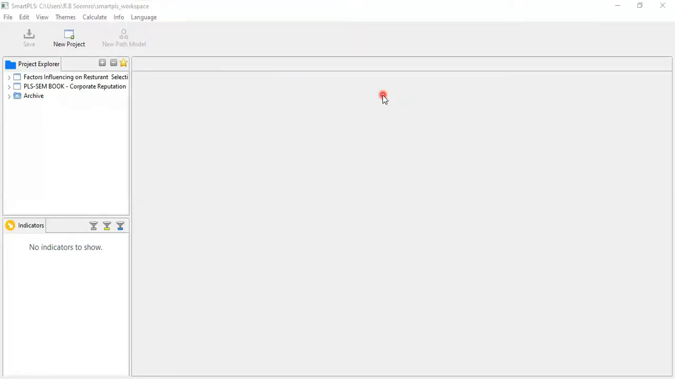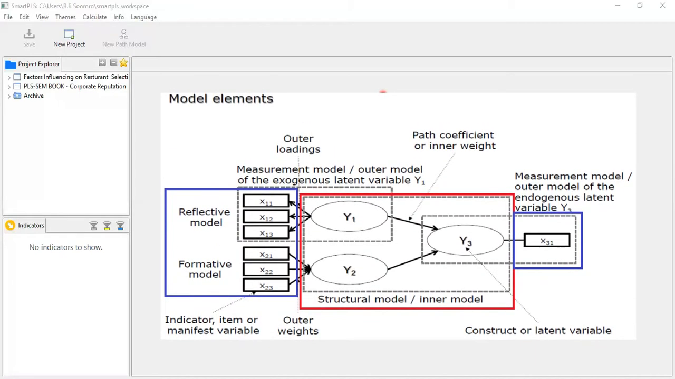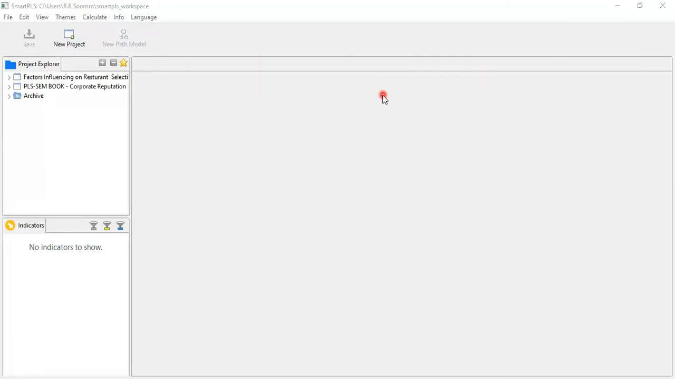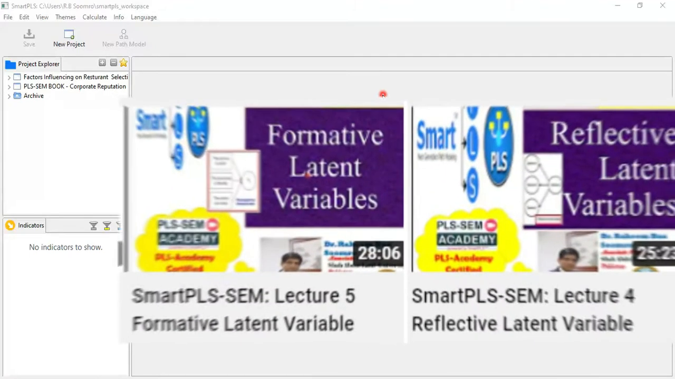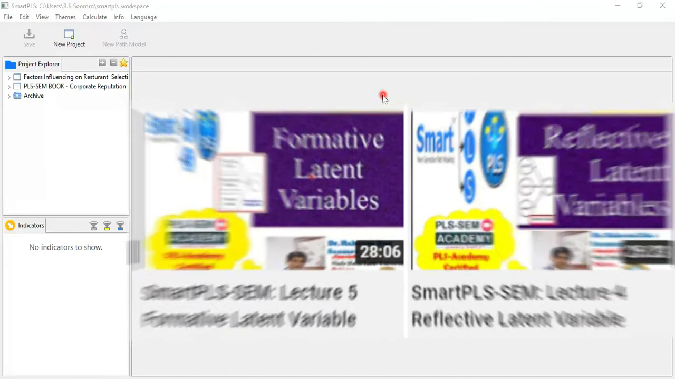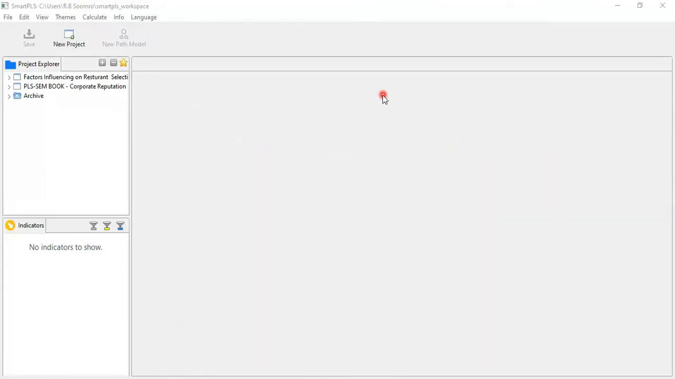In this one, I'm going to discuss the structural part of our SmartPLS model. Dear friends, you're looking at one image here. There are two parts: one is the measurement model and the other is the structural model. In the measurement model, we further have two types, reflective and formative. I have separate videos available on these two, and I have provided a link to all these videos at the end below this video. And in this video, I'm going to discuss the structural part.